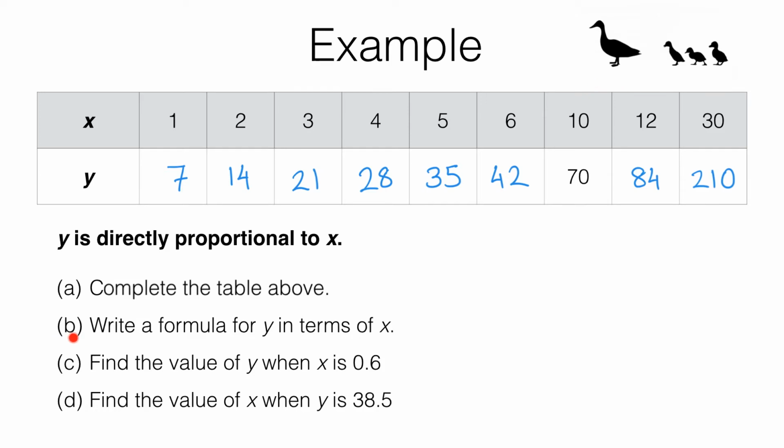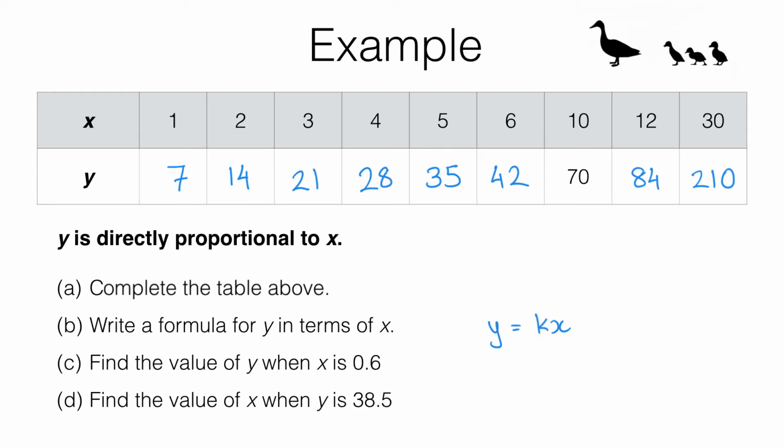In question B, we need to write a formula for y in terms of x. Now, if y is directly proportional to x, we can always write a formula that links x and y in the form y equals kx. So that's y equals k multiplied by x. K here is called the constant of proportionality.